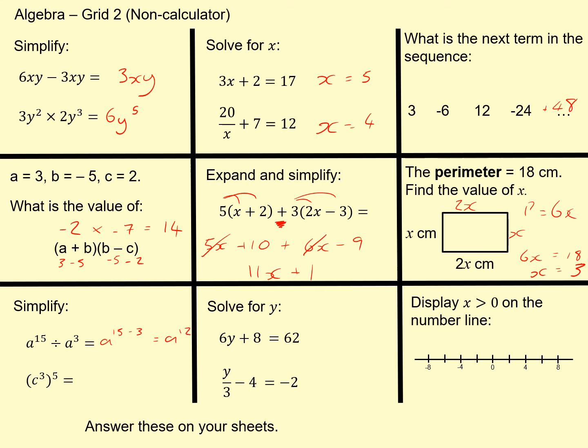And for the next one, we're multiplying. So we've got c cubed, all in brackets, raised to the power 5. So that's going to be c to the power 3 times 5, gets me c to the power 15.